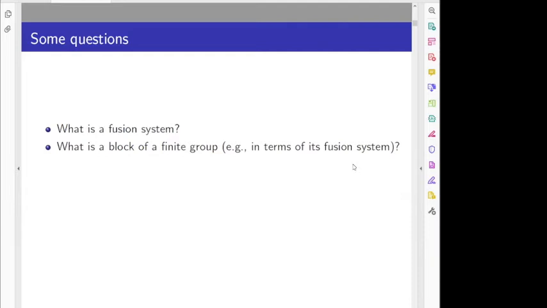Related to that, I want to talk about blocks of finite groups and thinking about them in terms of their fusion system. So we can talk about going from blocks to fusion systems, but maybe we'd like to start with the fusion system of a block and then recover the block in some sense.